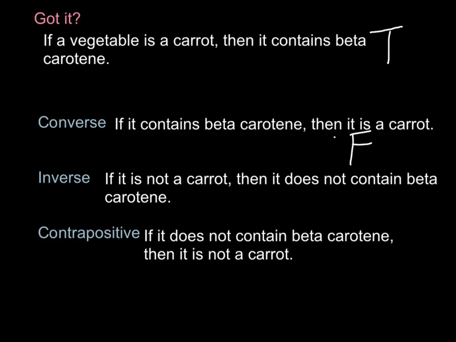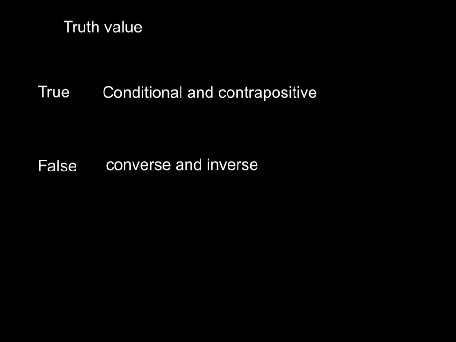Inverse, if it is not a carrot, then it does not contain beta-carotene. Once again, you have other vegetables that do contain beta-carotene, so that statement would be false. And the contrapositive, if it does not contain beta-carotene, then it is not a carrot. That's true, because if it does not contain beta-carotene, it can't be a carrot, because a carrot does have beta-carotene. So we have true, the two center statements are false, and the last one is true. So then now we have to give the truth values. The true statements are conditional and contrapositive, and the false statements are converse and inverse.